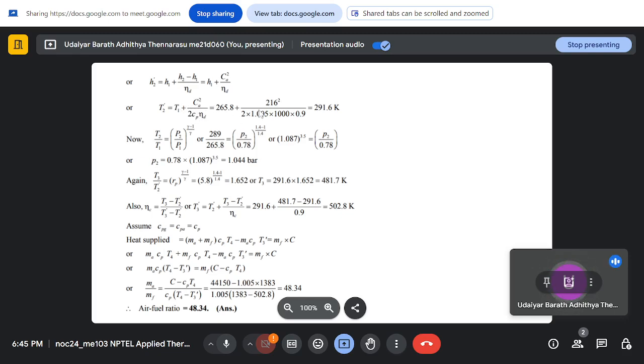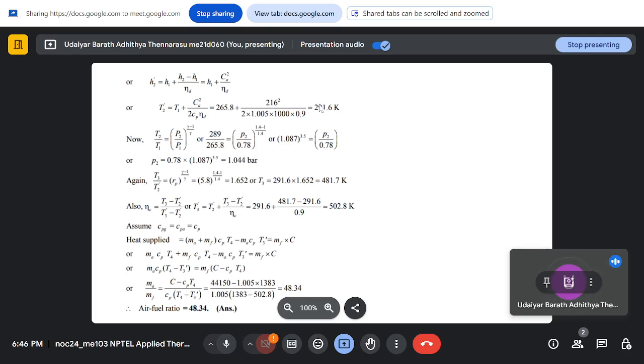So substituting this, inlet temperature is 265.8 plus 216 square divided by 2 into 1.005 into 1000 into 0.9. So this becomes 291.6 Kelvin. So this is the actual temperature at the exit of the diffuser.